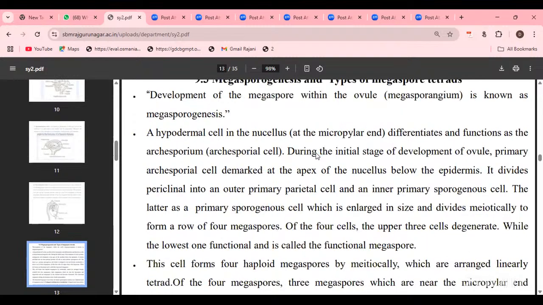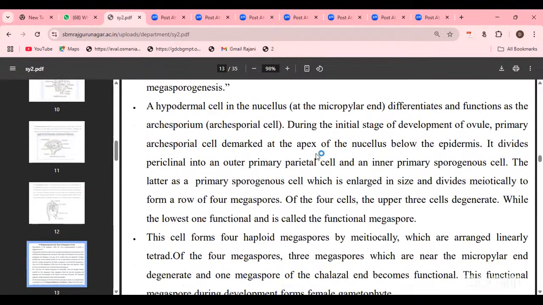A hypodermal cell in the nucellus, toward the micropyle, differentiates and functions as the archisporium. Archisporium means a cell that gives rise to the female gametophyte; that cell is called the archisporial cell. During the initial stage of ovule development, the primary archisporial cell is demarcated at the apex of the nucellus below the epidermis.